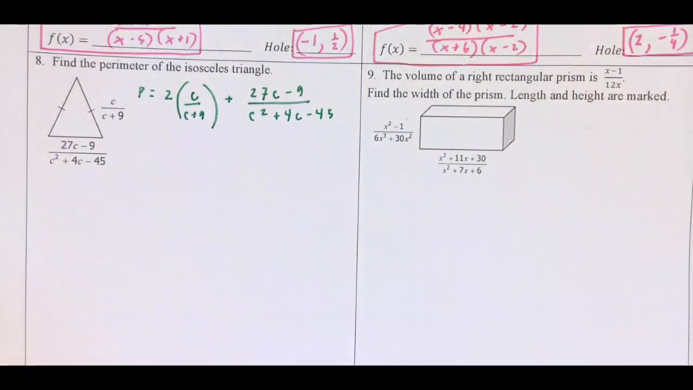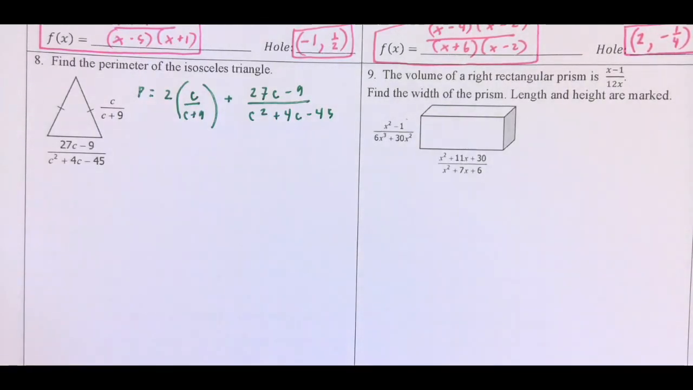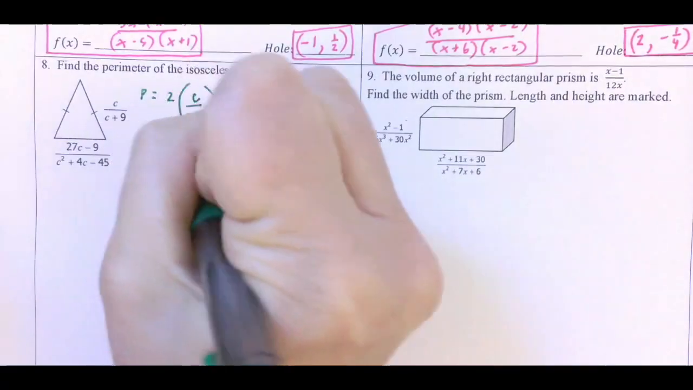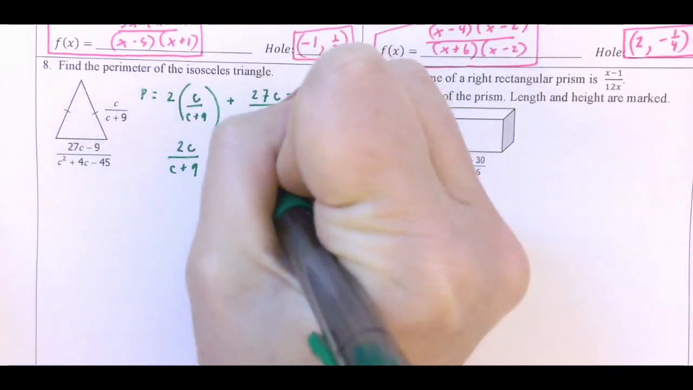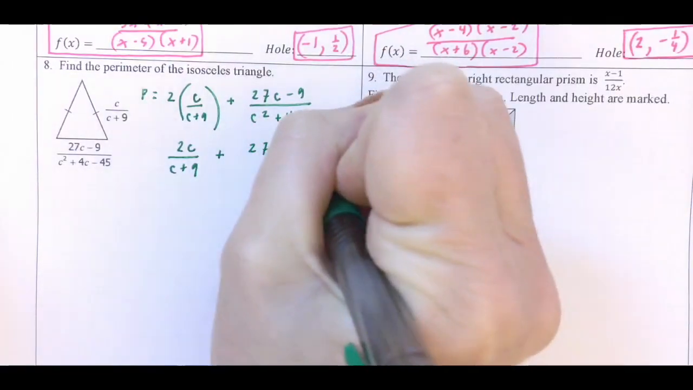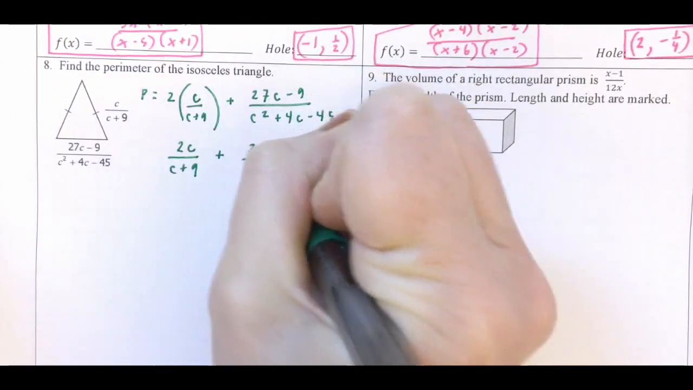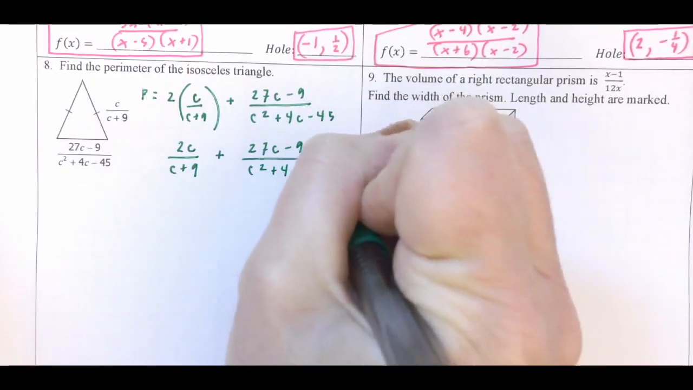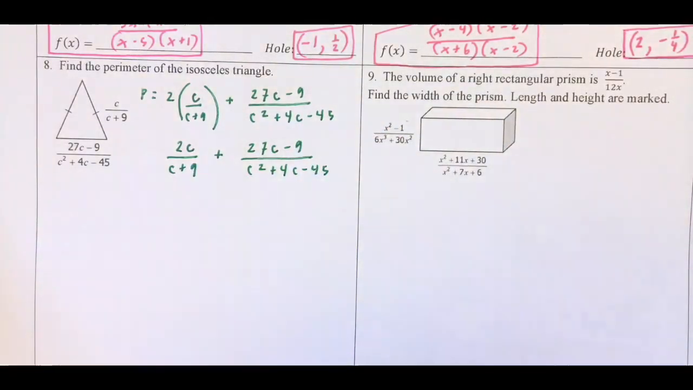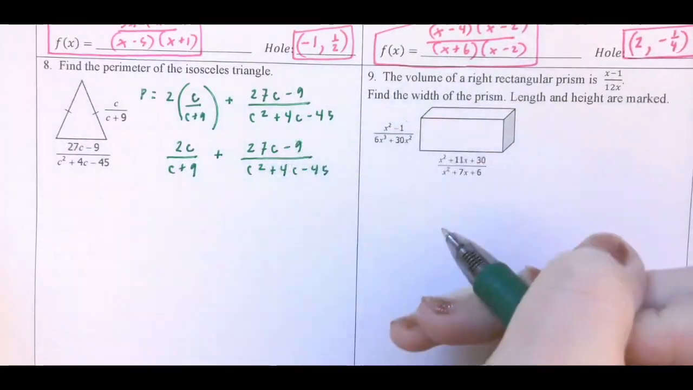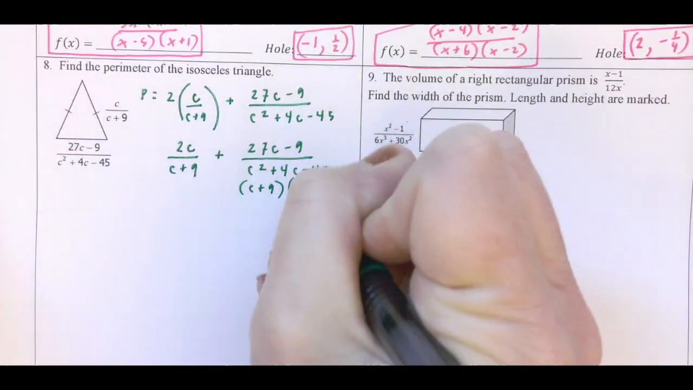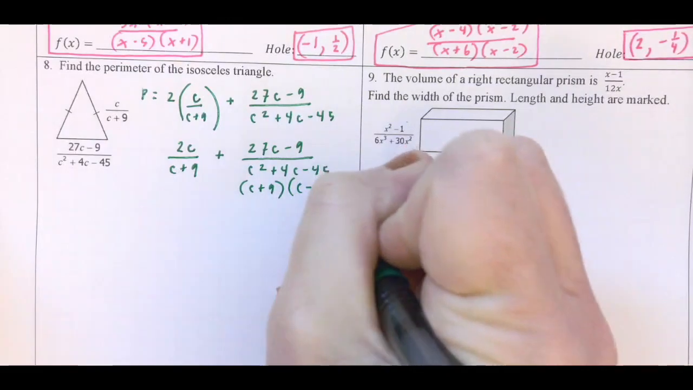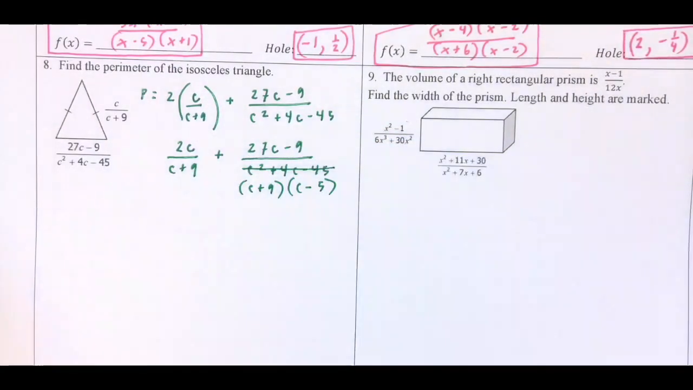All right, so this is really an addition of rationals. That's my problem. So right now I know that I have 2c over c plus 9 plus 27c minus 9 over c squared plus 4c minus 45. Okay, and I want to factor that just to see what it's going to become. So that will be c plus 9 times c minus 5. I'm going to look at it factored just like that.